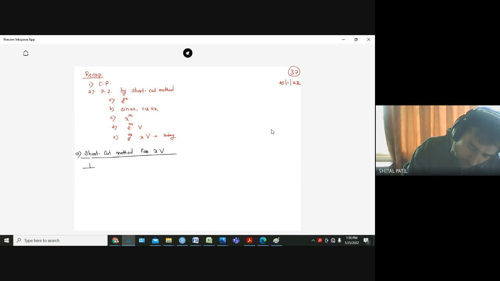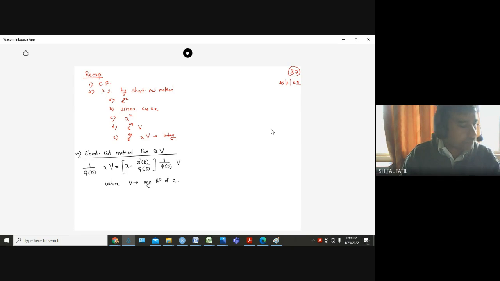So 1 upon phi of D operated on x into v equals x as it is minus phi dash of D divided by phi of D, and again 1 upon phi of D operated on v. V is any function of x. It may be exponential, trigonometric, or any other function.